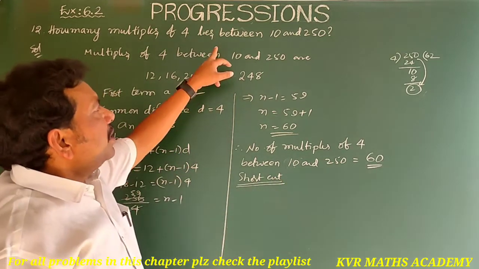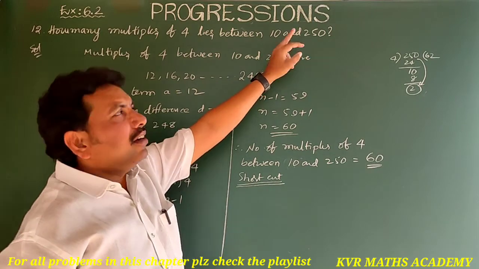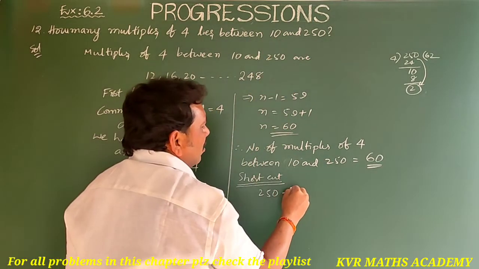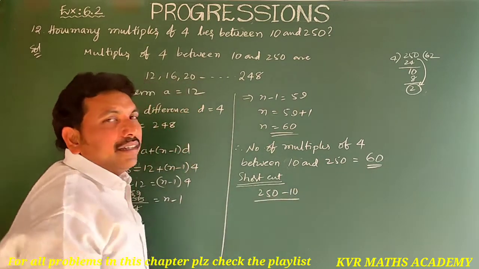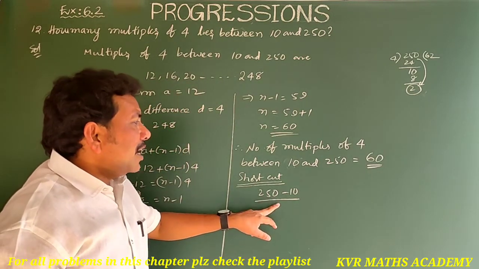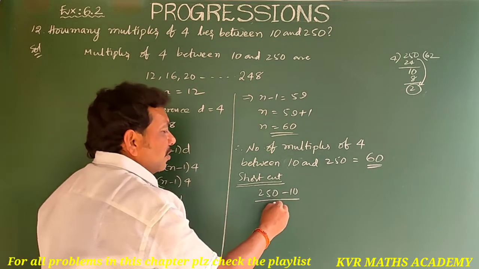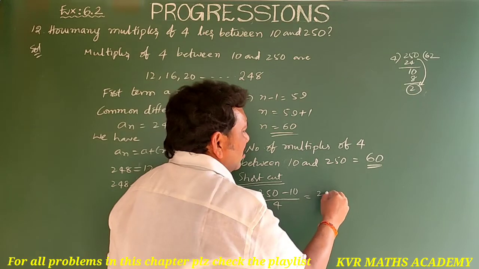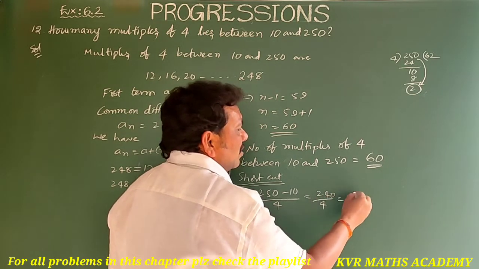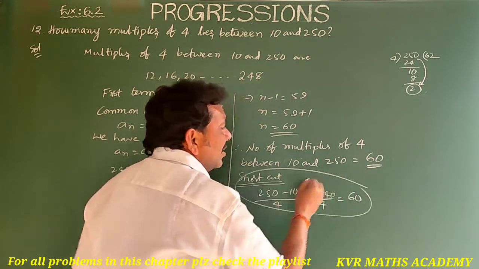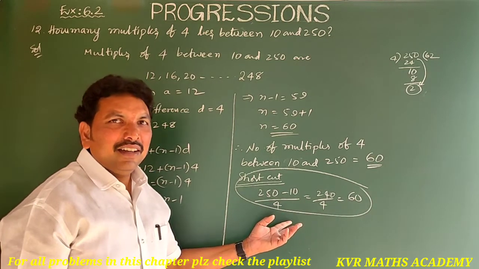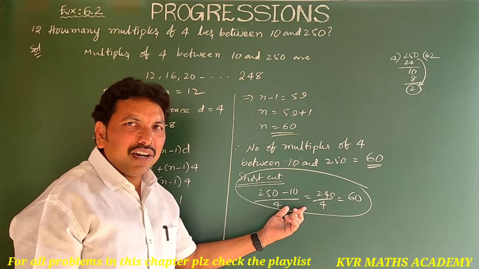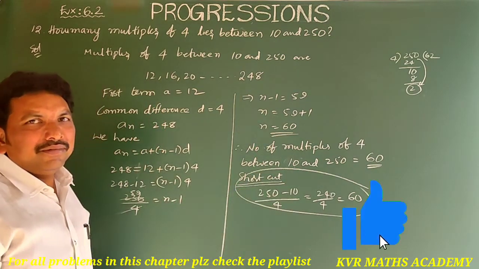See here, between 10 and 250 only is given, no? So here last term is 250 minus first term 10, and they are multiples of 4 only, no? So divide by 4. That is 250 minus 10, which is 240. 240 by 4 is equal to 60. So directly you can get the answer. For bits, this is a very time-saving trick. Have you understood clearly? Yes, note it down.